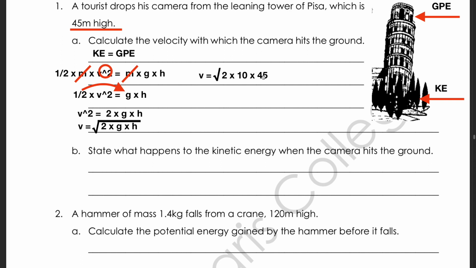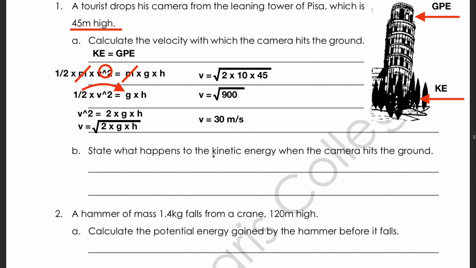If we put in the values, we get v is equal to the square root of 2 times 10 times 45, which we can write as v equals the square root of 900, and the square root of 900 is 30. And the units are meters per second. So the velocity with which the camera hits the ground is 30 meters per second. As you can see, we found the final velocity without having much information. All we knew is that the tower is 45 meters high and that gravity is 10, because we always take gravity to be 10.